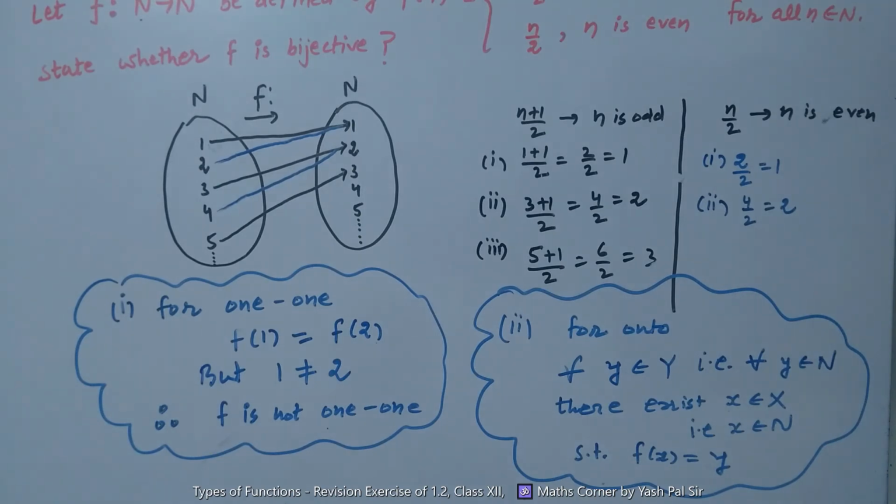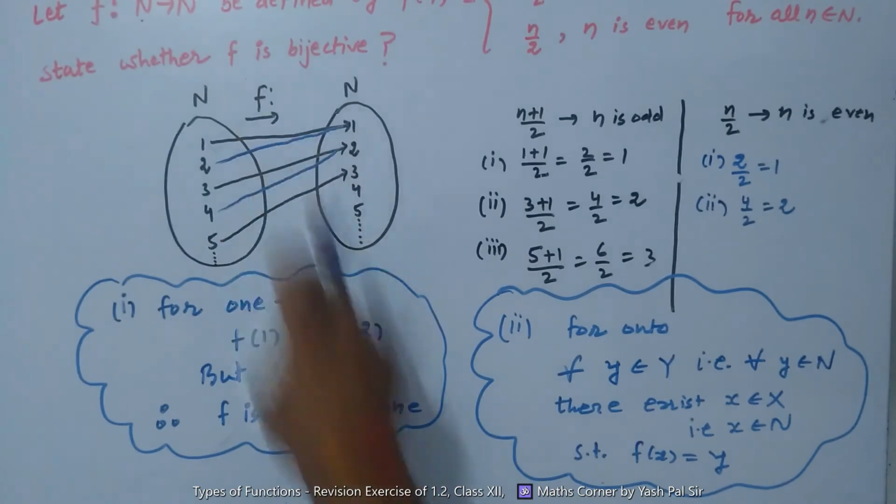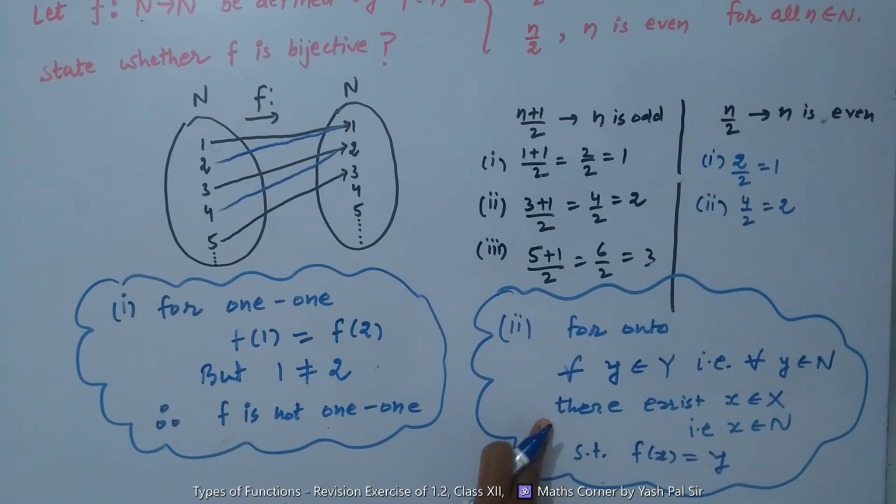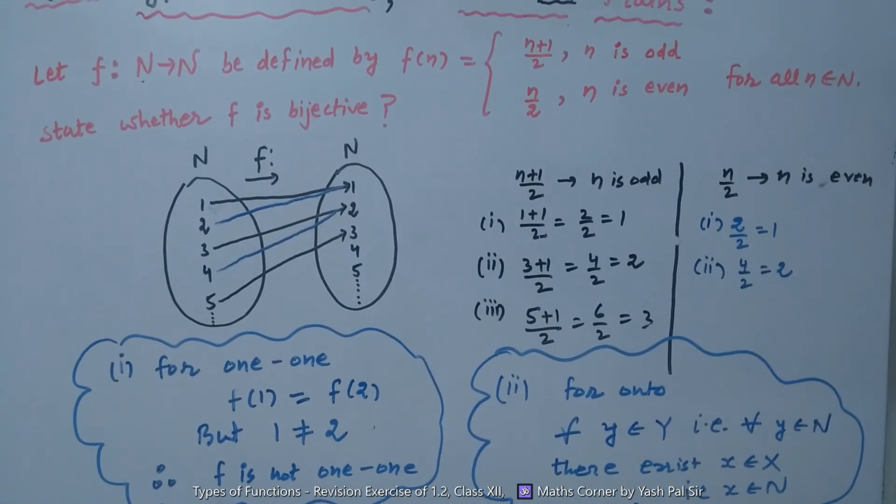So what we have proved is that the function is not one-one but it is onto. So this function is called not bijective. If this were one-one as well as onto, then we could say the function is bijective. So this time we are saying the function is not bijective.